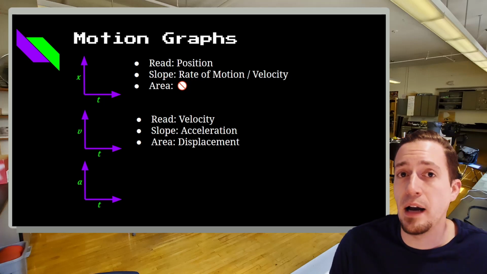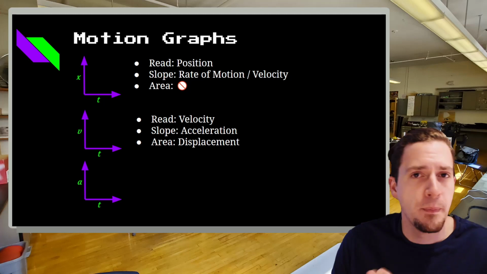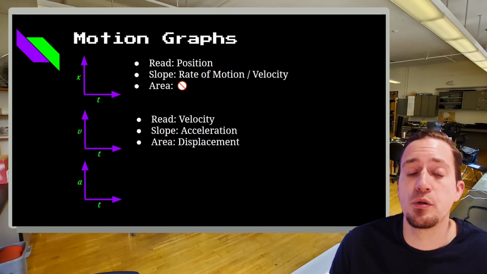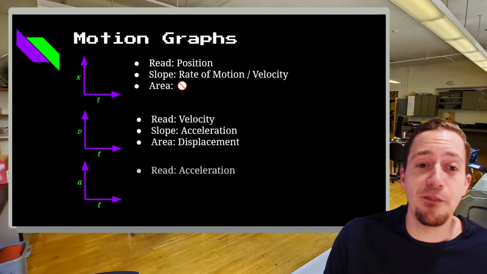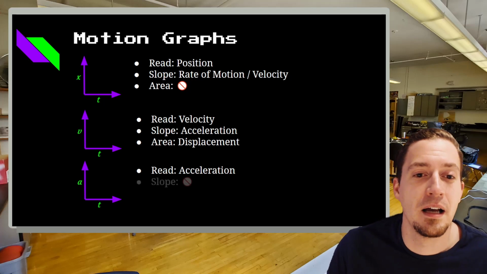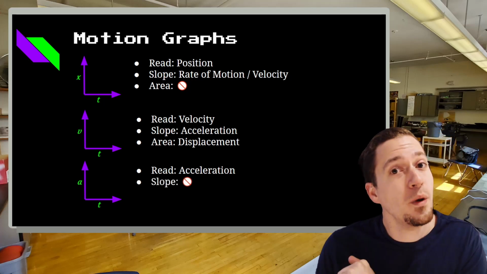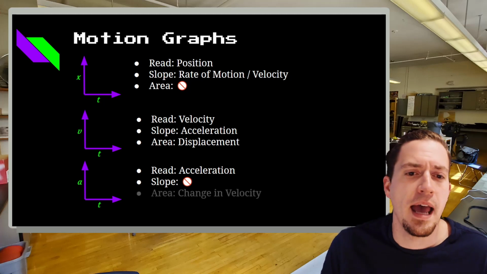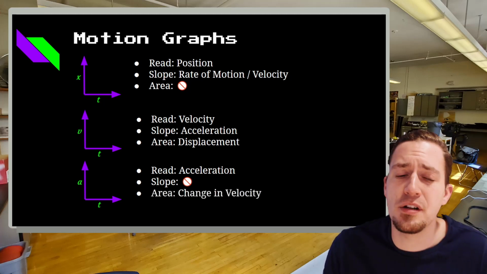Please note that here the area could be positive or negative, and that would be really important in a given problem. Now, our last graph up for the motion graphs would be the acceleration graph. And if we read it, we would get accelerations. I'm noticing a trend with reading, right? If we would slope this graph, we wouldn't. It absolutely has a physics meaning, but it's not something we typically do at our level. And then the area is actually change in velocity here.